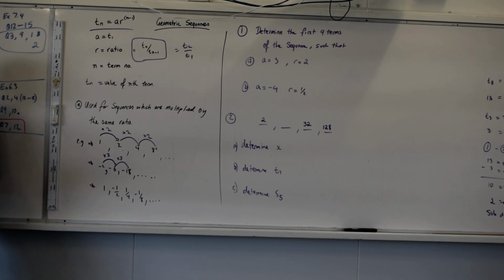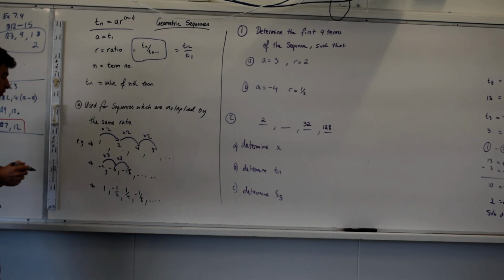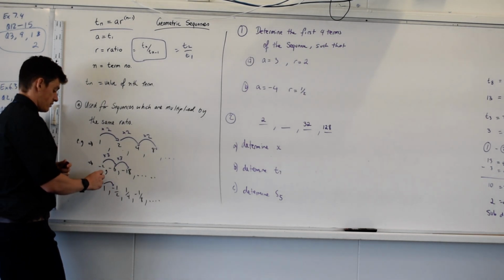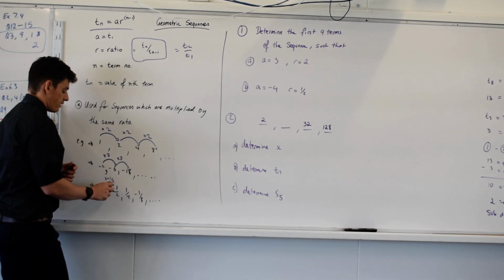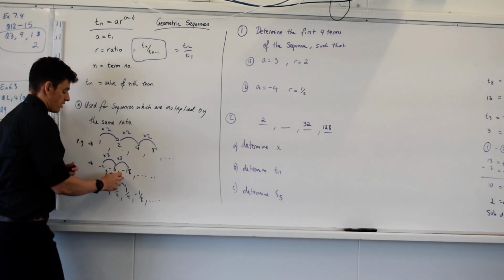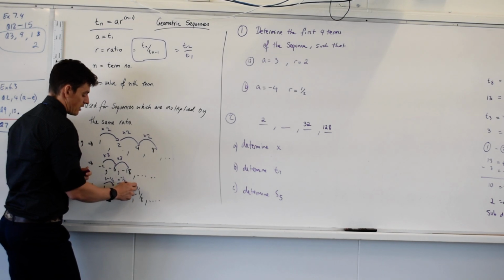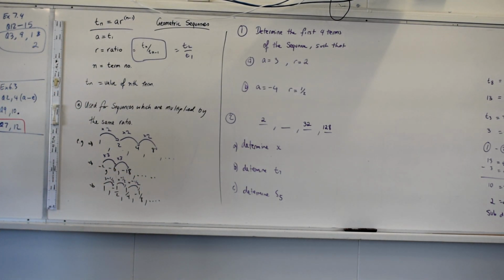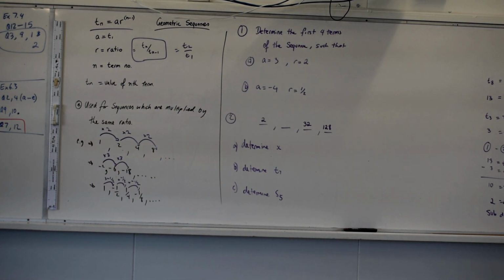Last one. Who thinks that's a geometric sequence? Who doesn't think that's a geometric sequence? So either we know and we're right, or we've got no idea. What am I multiplying 1 by to get it to equal negative a half? What do I multiply negative a half by to get it to equal negative 1 and 4? Negative a half. And the pattern continues. Cool? So that is a geometric sequence.